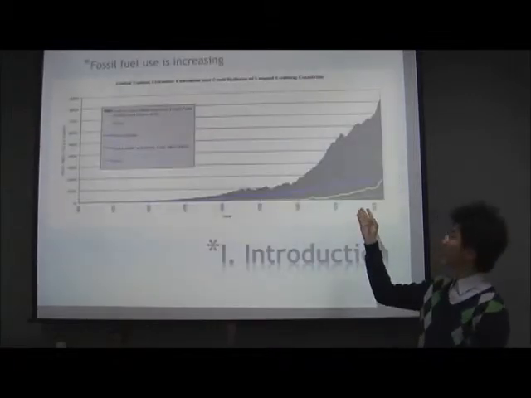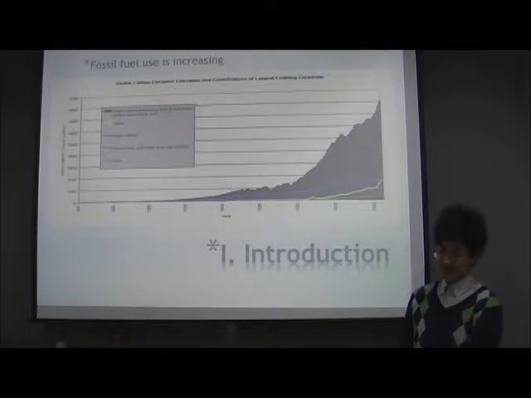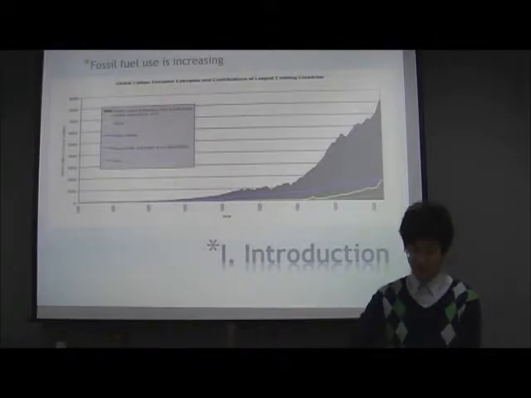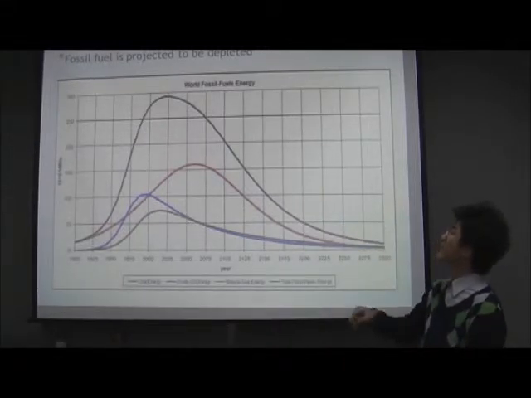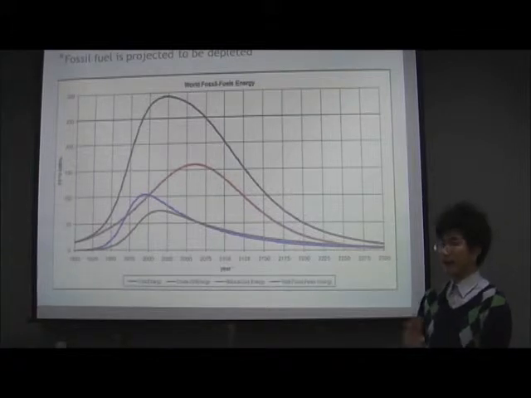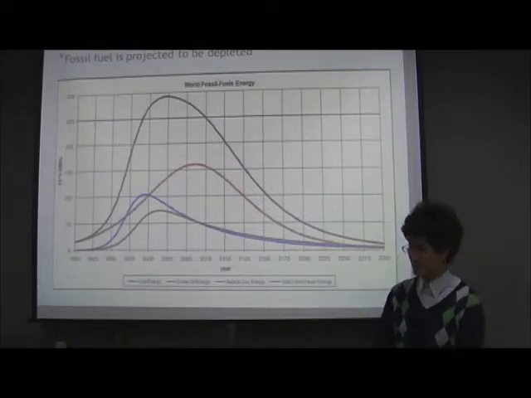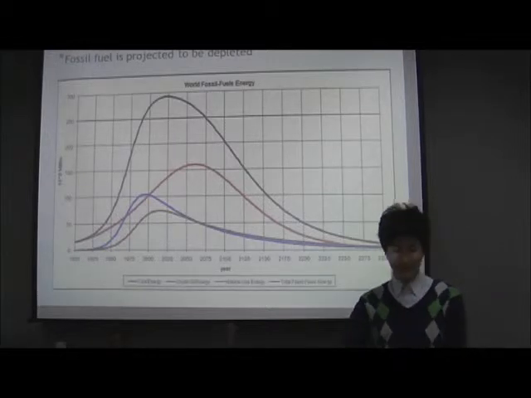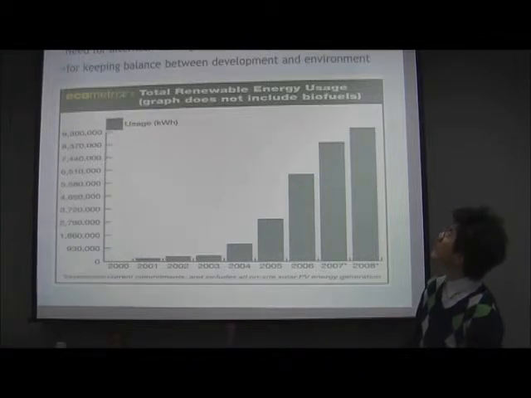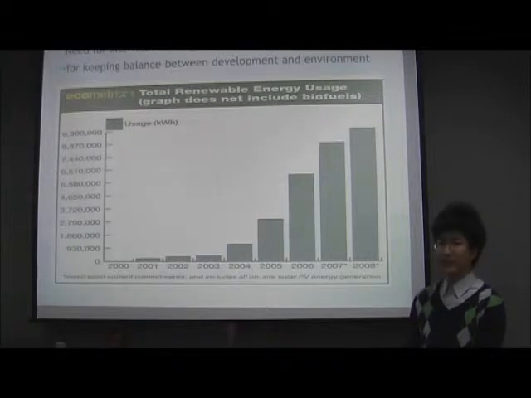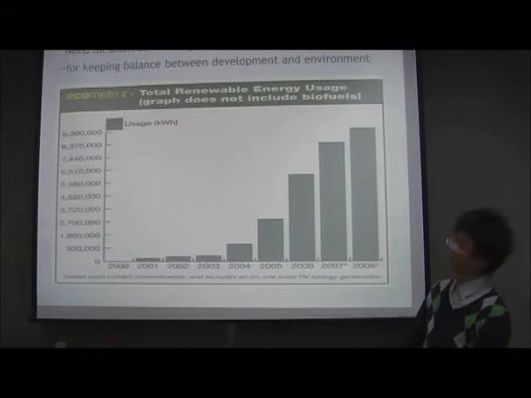As you see on the graph, fossil fuel use is increasing every year. Fossil fuel is projected to be depleted. As you see on the graph, it will reach its peak somewhere around 2050, and then it will be decreasing, and all the fossil fuel will be gone by 2300. As you see on the graph, the need for alternative energies has grown, and the proportion it takes up in energy production is increasing every year.